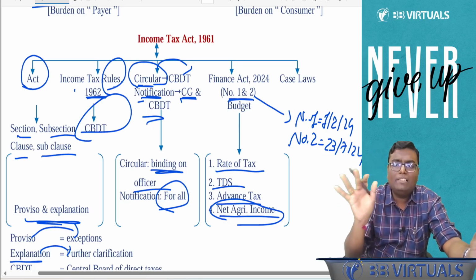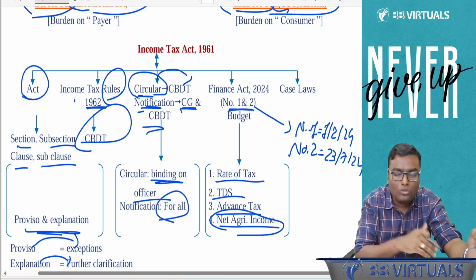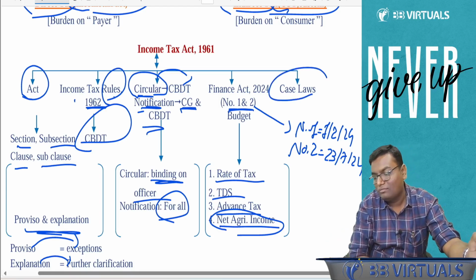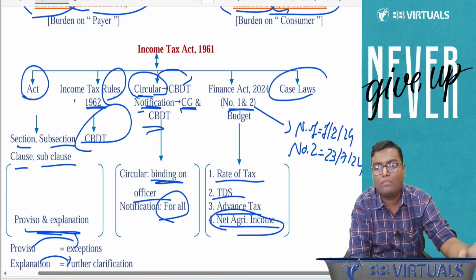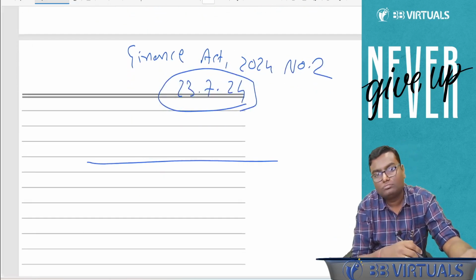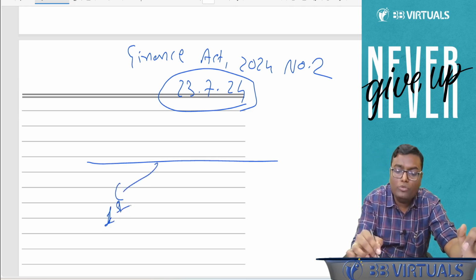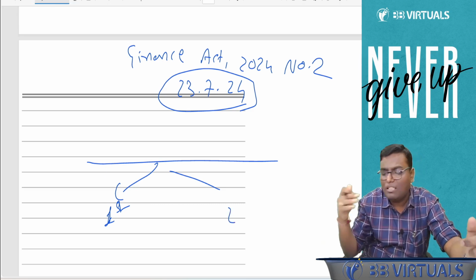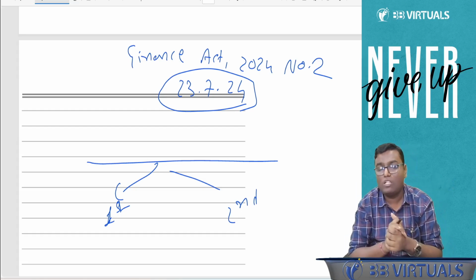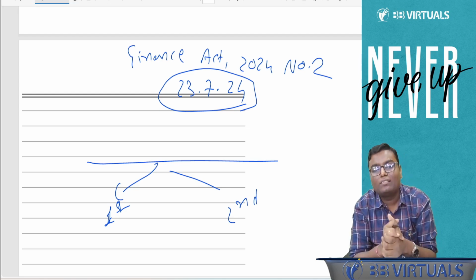And last, sometimes along with the act, along with the rules, along with circular, notification, and Finance Act, we will study case laws. Now what are case laws? For example, if there is one line written, I interpret it in the first manner, you interpret it in a second manner, you meaning the income tax officer. Then who is correct? Whose interpretation is perfect? Because both interpretations seem right.